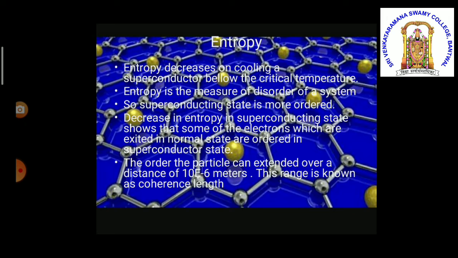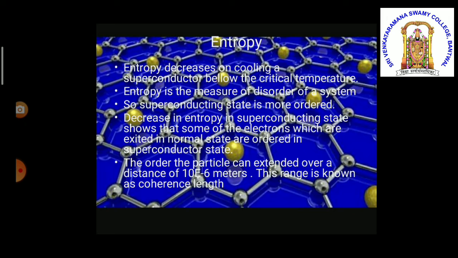Next one is entropy. We know that entropy is nothing but a measure of disorderness. So here let us see what happens to the entropy in the superconducting state. Entropy decreases on cooling a superconductor below the critical temperature. If the material is cooled below the critical temperature, it will become a superconductor. In that state, entropy decreases. So the superconducting state is a more ordered one, because the decrease in entropy in the superconducting state shows that some of the electrons which are excited in the normal state are ordered in the superconducting state.